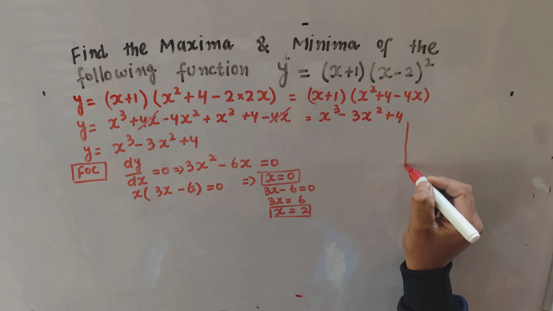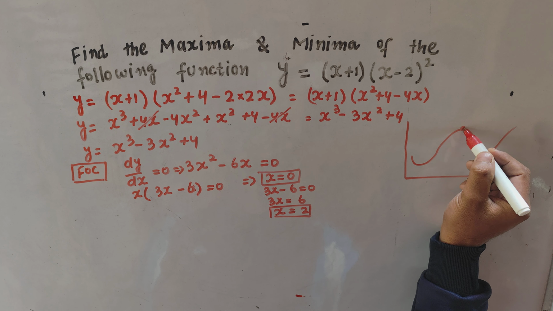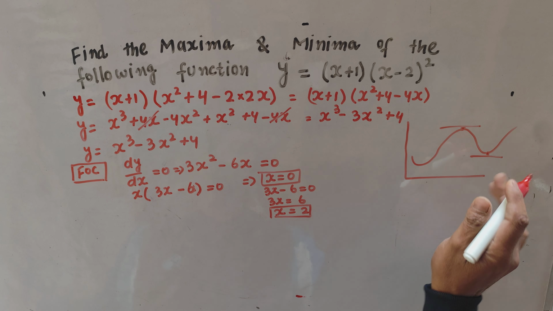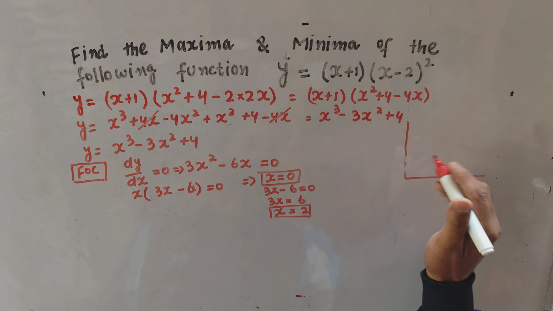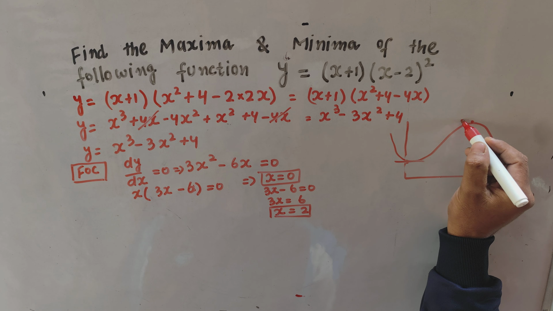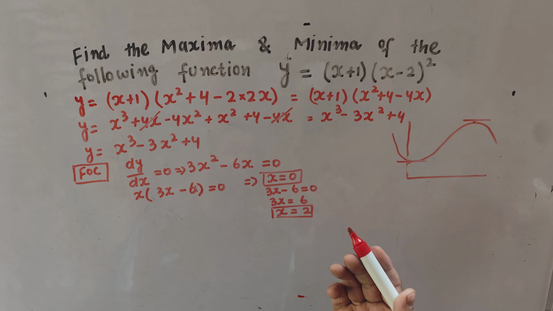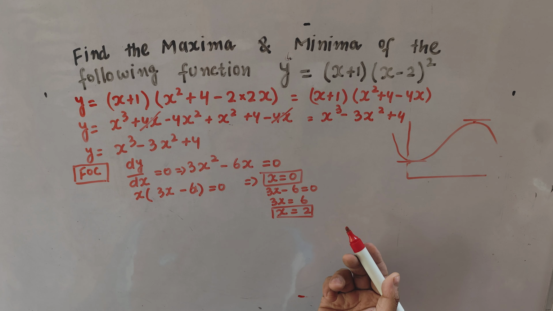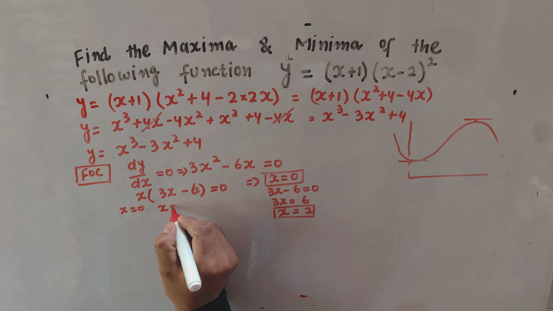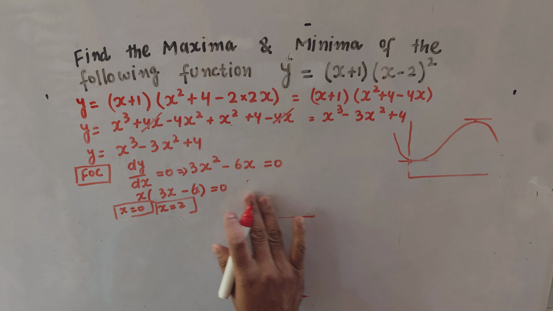Since we have a cubic function, it will look like this. Let us suppose this is like this. So at x is equal to 0 and when x is equal to 2, we have slope equal to 0. Now we need to find out which of these two is the minimum point and which is the maximum point. When we solve this, we got x is equal to 0 and x is equal to 2. We got two critical points.